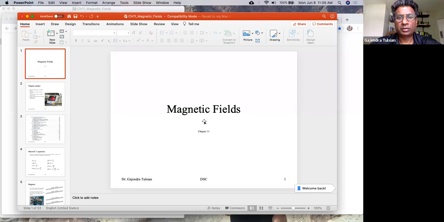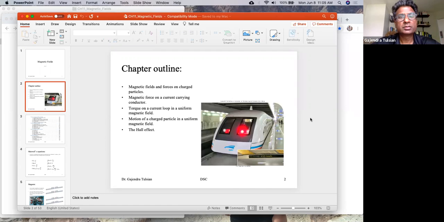All right, today we're going to talk about magnetic fields. By the way, here's a picture of a maglev train. We saw a little video of magnetic levitation using superconductors in the last chapter. The train is based on that concept. Here are some of the topics we'll talk about.